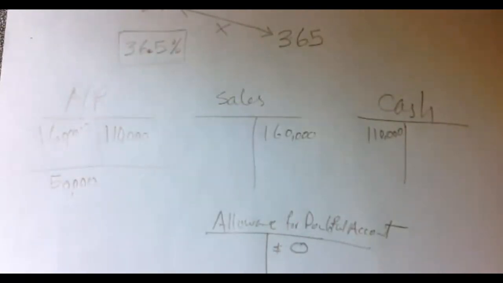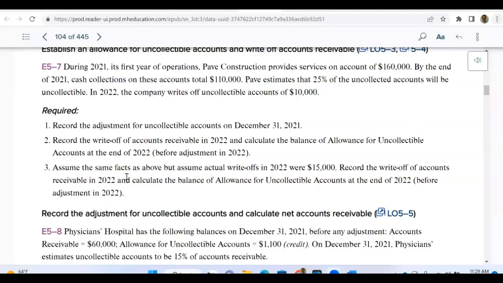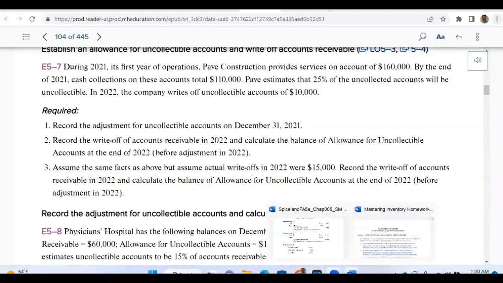Okay, remove pin, go back. The company estimates that 25% of accounts will be uncollectible. That means accounts receivable, whatever it is, 25% as a form of estimate will be uncollectible. In 2022, the company writes off uncollectible accounts of $10,000. So next year, that's what happens. So let's look at the solution now. Here we go.